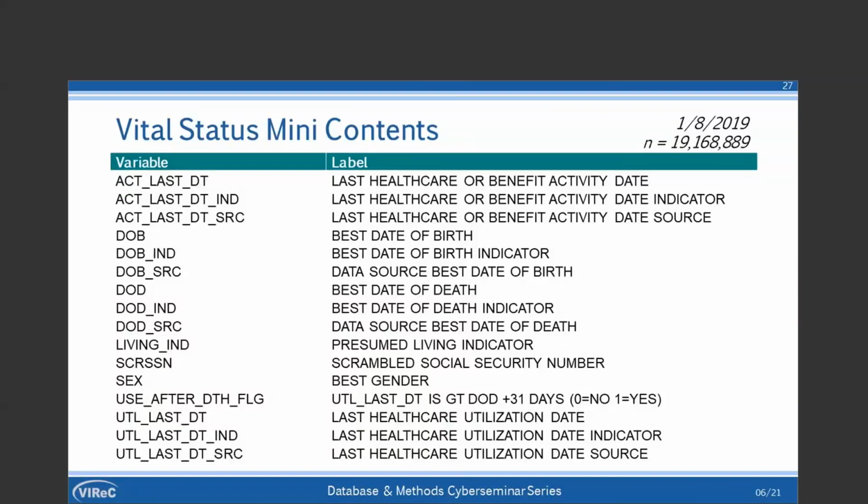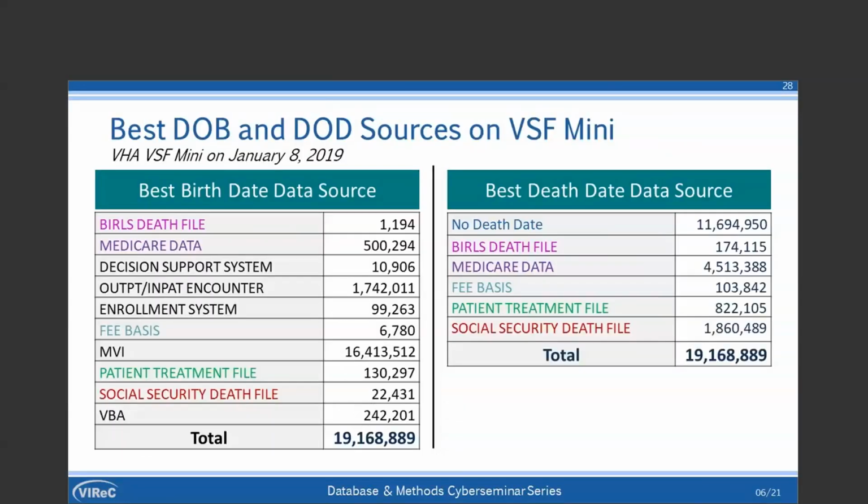And then we have the utilization dates. We have some cases where actual deaths occur where there's utilization after death, and we'll talk a little more about that in the next couple of slides. Here are the sources of the best date of birth. As you can see, most of them come from what we now call the MPI, not the MVI, over 16.4 million, so it's over 80%.